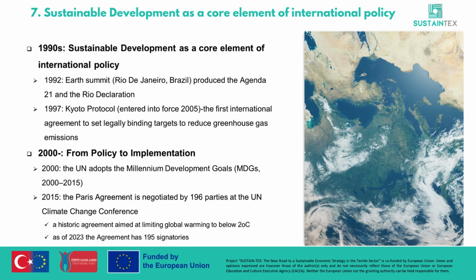In 2000, the UN adopts the Millennium Development Goals, and in 2015, the Paris Agreement is negotiated by 196 parties at the UN Climate Change Conference. It was a historic agreement aimed at limiting global warming to below 2 degrees Celsius. As of 2023, the agreement has 195 signatories.